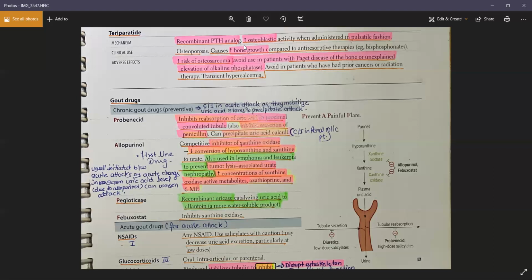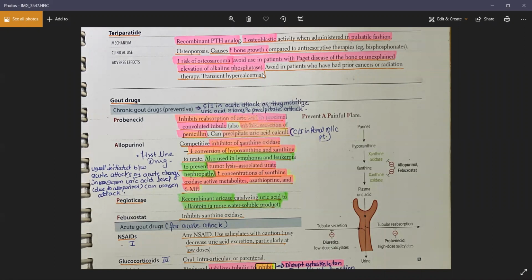Okay, and you can even get cancer because of that. So you want to avoid teriparatide or any drug which stimulates osteoblast activity, right? So you will avoid these agents in Paget's disease of the bone or any unexplained elevation in the alkaline phosphatase, because an increased alkaline phosphatase means I'm having a high activity of the osteoblast, right? And I want to inhibit that.